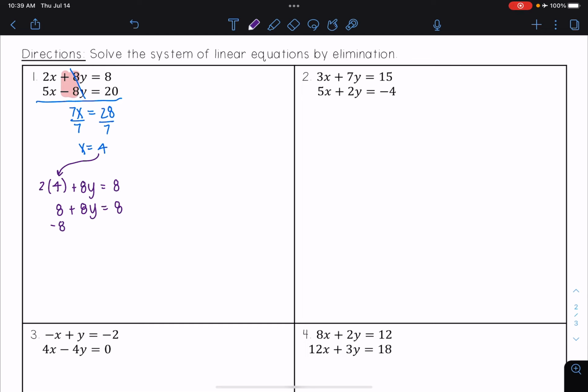Subtract 8 from both sides, and I get 8y is equal to 0. And then divide both sides by 8, and I get that y is equal to 0. So I have my x value, I have my y value. Last step is to go ahead and write that as an ordered pair. So I put my x value first, which is 4, my y value second.